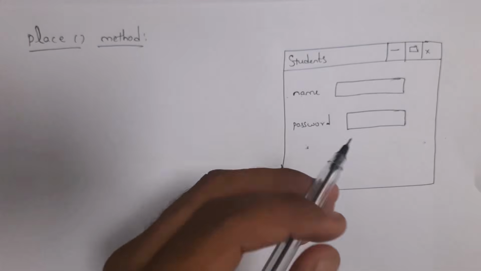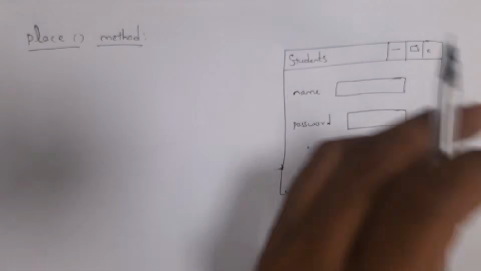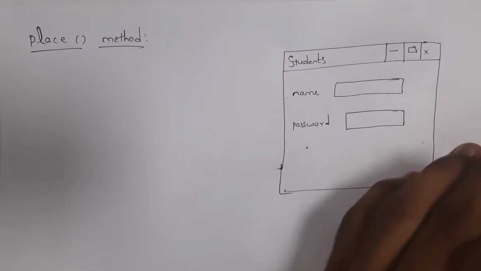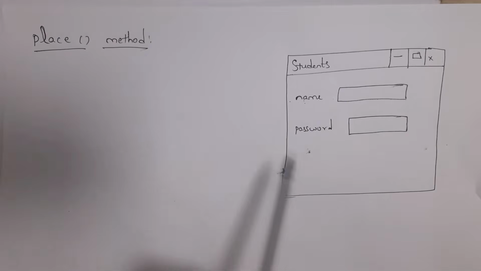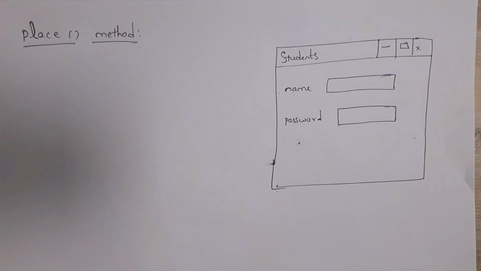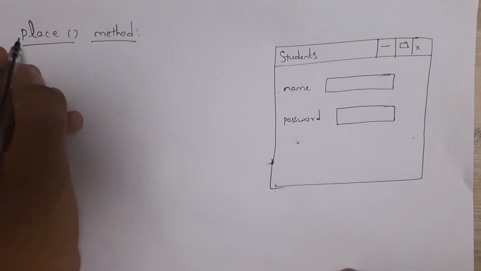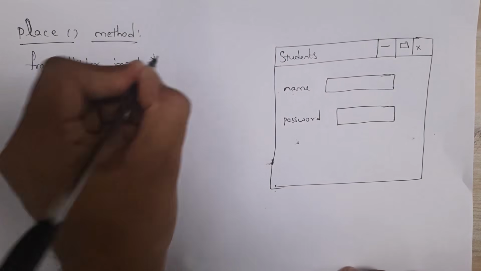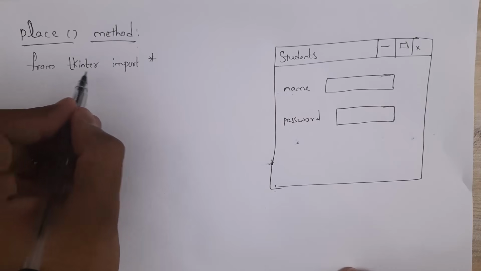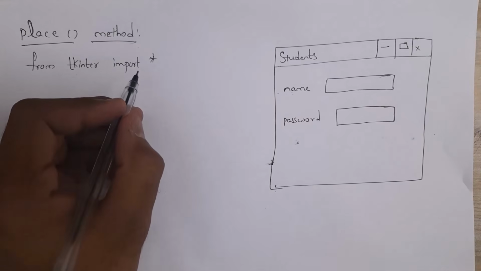And similarly, next line, we will insert password. And beside password, we will insert one entry box. Inside this entry box, we can enter password. I will write program for this by using place method. At first, we need to import tkinter module. So just write here from tkinter import *. Meaning of this is from tkinter module, we are importing all methods.